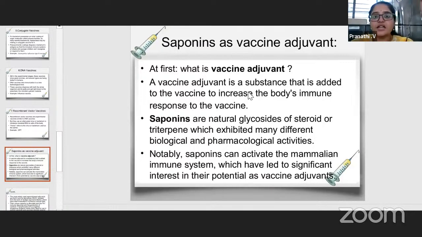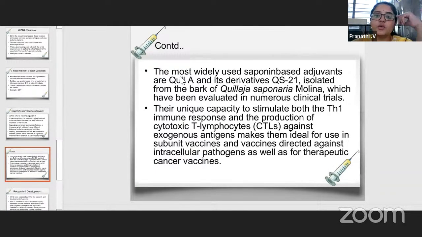And they can act as adjuvants. Most commonly used are Quil A, derivatives of QH21. You can use Alamos also, like I have already told you. So what can be done is isolation of Quillaja saponaria is taken and evaluated along with the amount of adjuvant that has to be given.